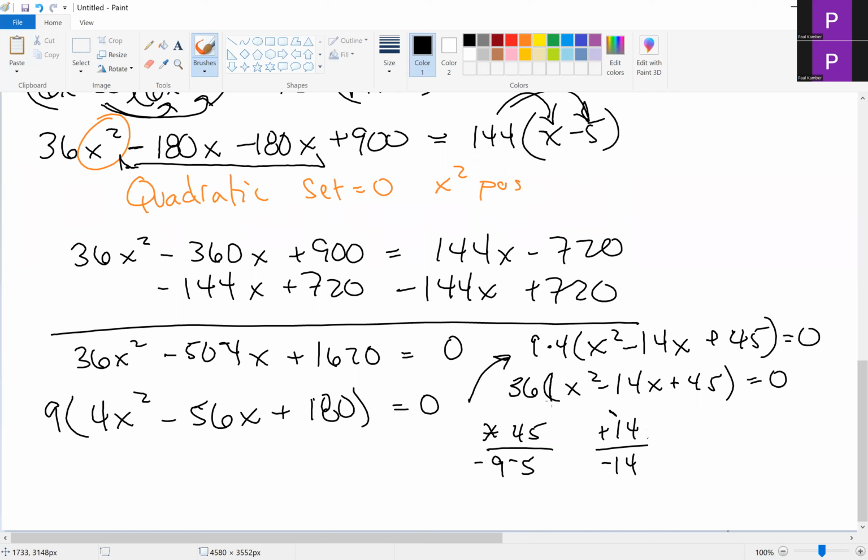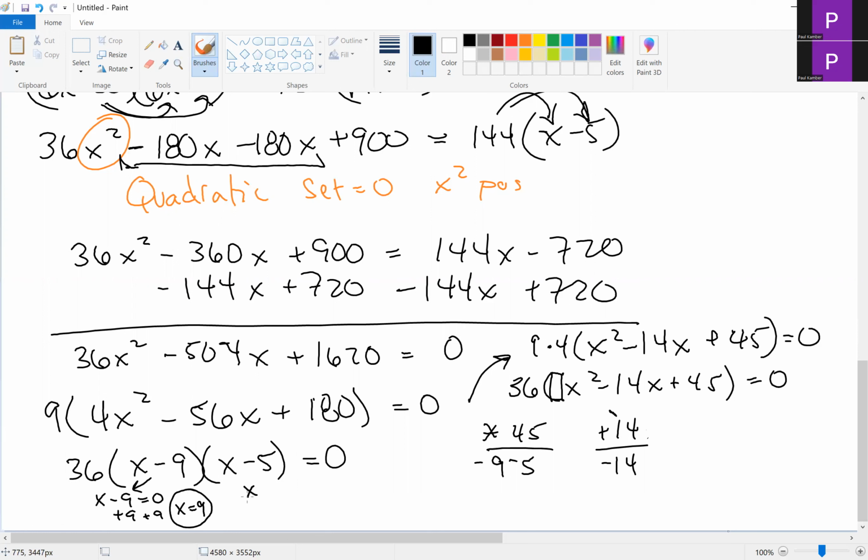We can use the shortcut because the number in front of x squared is 1. So we're going to get 36 times x minus 9 times x minus 5 equals 0. We need to split these up. Either x minus 9 equals 0, add 9, x equals 9. That's one possibility. Or x minus 5 equals 0, add 5, add 5. That's going to be x equals 5.